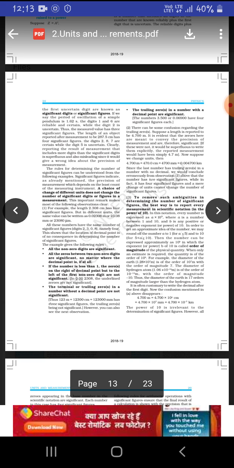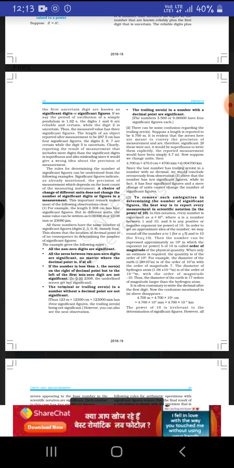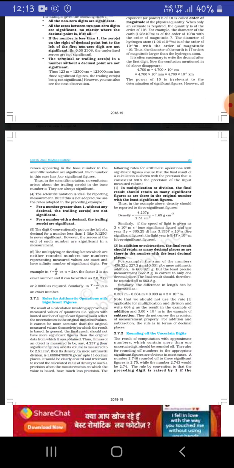And also, the trailing zeros in a number with a decimal point are significant. If it has a decimal point, it is no problem, it is significant, we can say. But the zero should not be at the left side. If it is at the left side, we can't say that. But if it is at the right side, then we should count it also, and we should say the significant figures we get when we add that also.